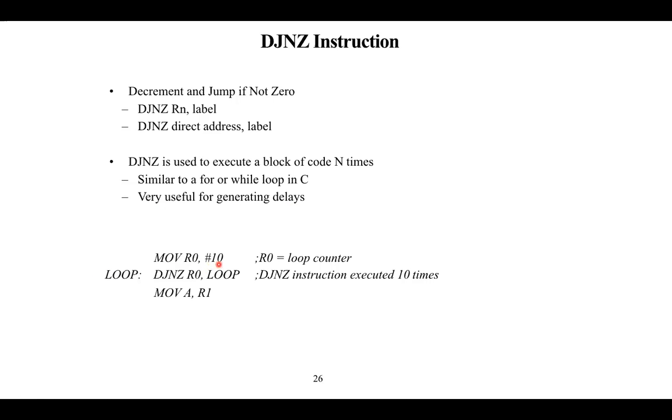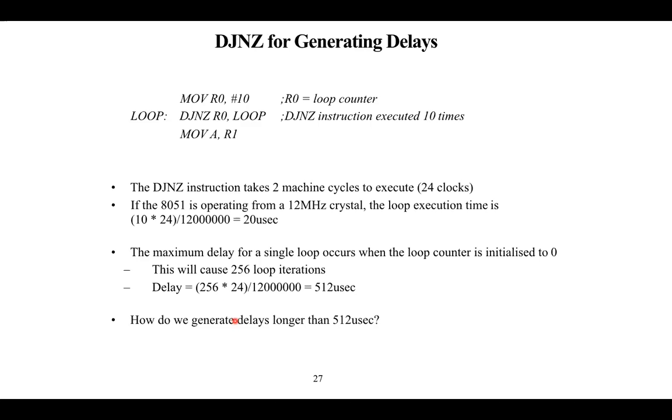MOV R0, #10, therefore R0 is the loop counter. Then loop: DJNZ R0, loop. It will count 10 times. When it is fulfilled, it goes to the next line, MOV A, R1. Therefore, whatever the value of R1, it will be stored in the accumulator. Similarly for DJNZ: MOV R0, #10, then DJNZ R0, loop. Same as earlier.